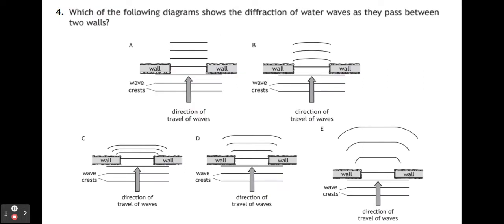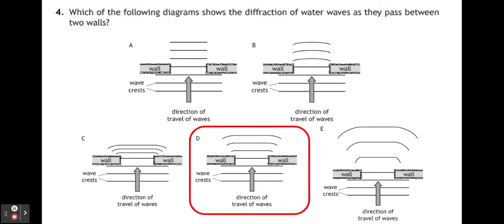Number 4. Which of the following diagrams shows the diffraction of water waves as they pass between 2 walls? Pause the video and consider the options. Okay, so if you said the correct answer was D, you were correct. The reason for that is, as the waves pass by the obstacle, the wavelength of the waves remain the same. So that is why option C and E are both incorrect.